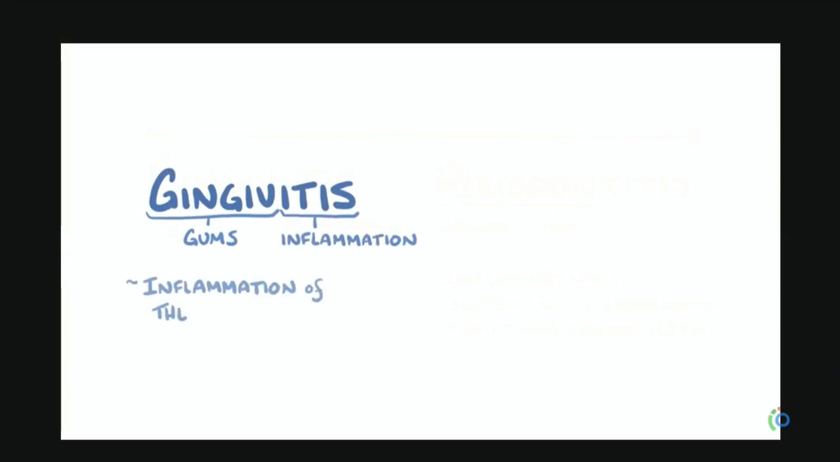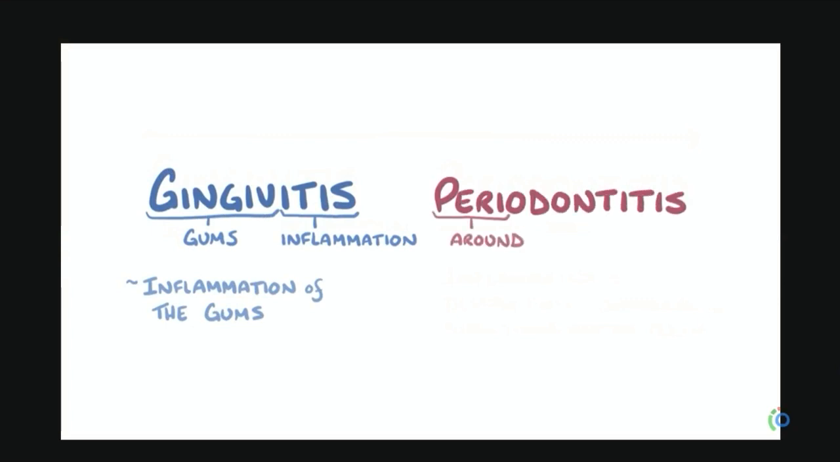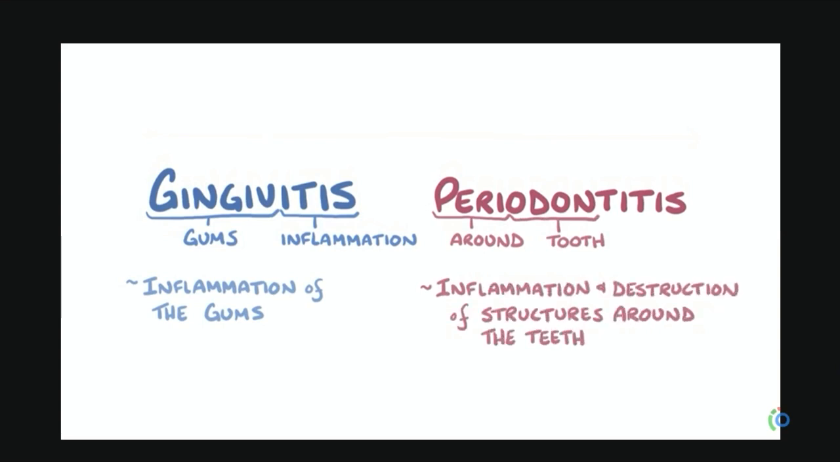With gingivitis, gingiva refers to the gums, and itis refers to inflammation. So, gingivitis is inflammation of the gums. With periodontitis, peri means around, and odon refers to the tooth. So, it's inflammation and destruction of the supporting structures around the teeth. Broadly speaking, the two are on a spectrum, starting with simple gingivitis on one end, and if the process doesn't get treated, it can develop into more severe disease, periodontitis, which is on the other end of the spectrum.